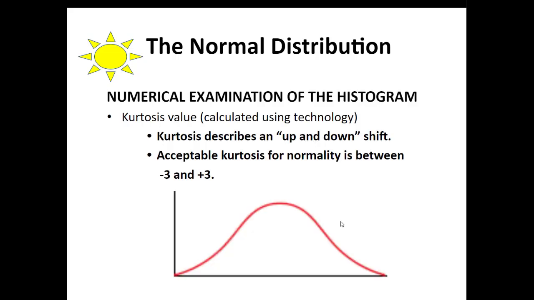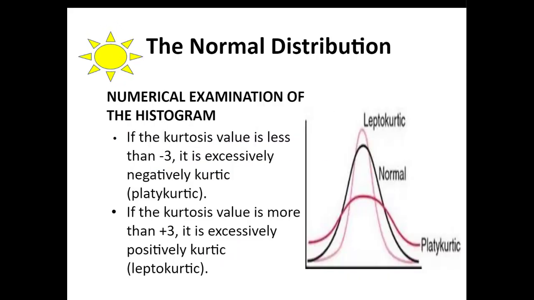The other number that we're going to look at is the kurtosis value, and that is also calculated using technology. The kurtosis value describes an up and down shift by the mode. You can think of it as how pointed the mode is or how flattened the mode is. The acceptable range to assume normality for kurtosis is a number that exists between -3 and +3. Again, it's as easy as just looking at output to check the number to see if it is between the +3 and the -3.